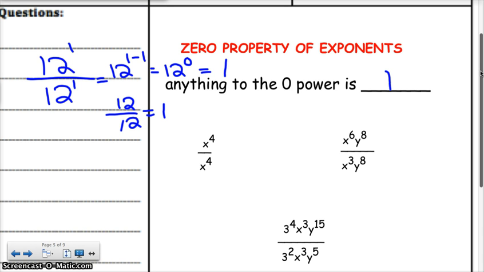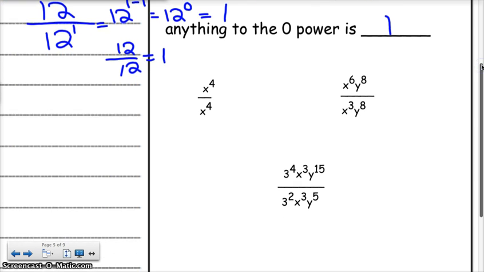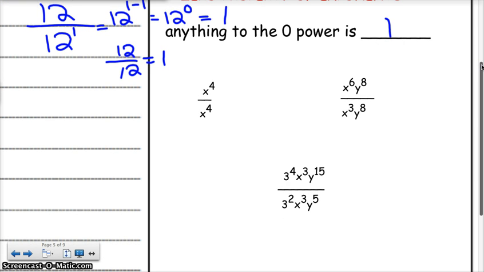All right, so check my technique out here. X to the 4th over x to the 4th would be x to the 4 minus 4, x to the 0, 1. Okay? You should be able to identify that would be 1 anyway, seeing that they're the same thing on the top and bottom.